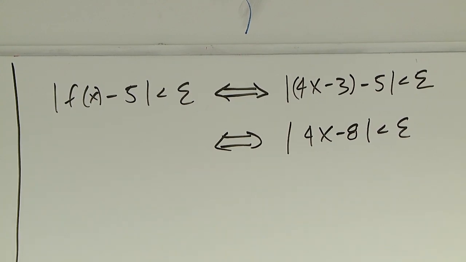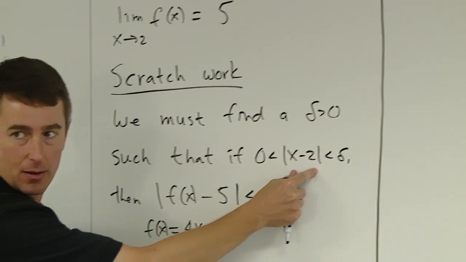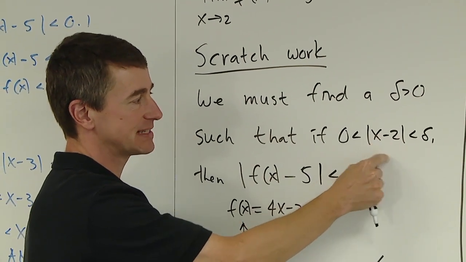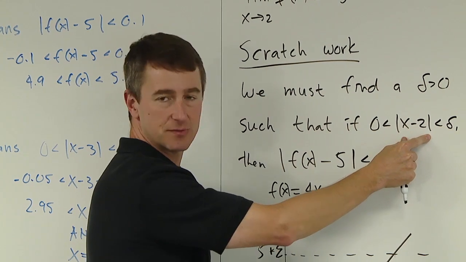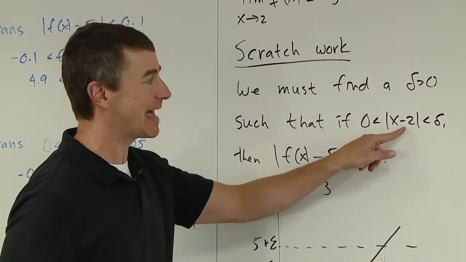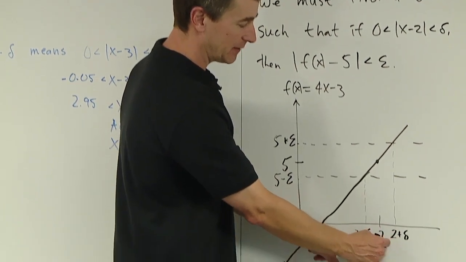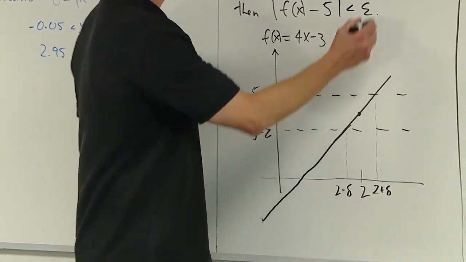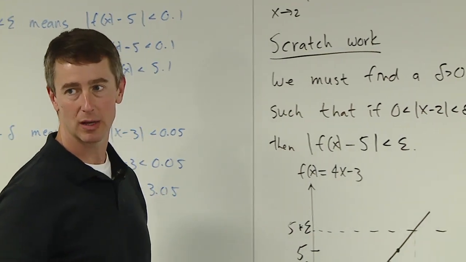And now remember, what is it that we have control over? What we have control over is this thing, absolute value of x minus 2. Right? We choose a delta that controls the size of this. Remember, x minus 2 in absolute value is the distance x moves away from 2. So I have control down here in the distance x moves away from 2. So somehow in there, I'm hoping to find an x minus 2 hidden.